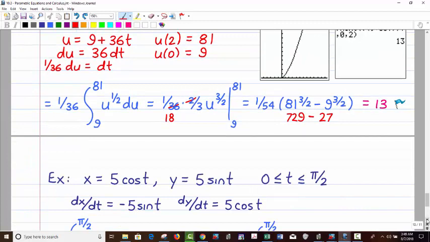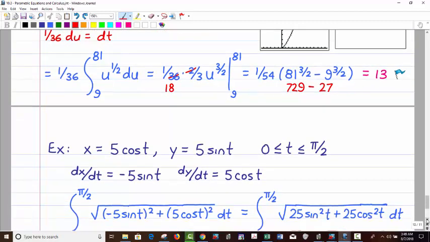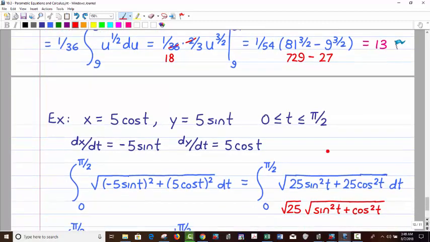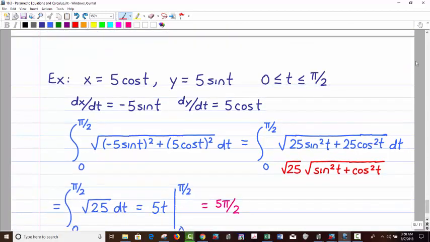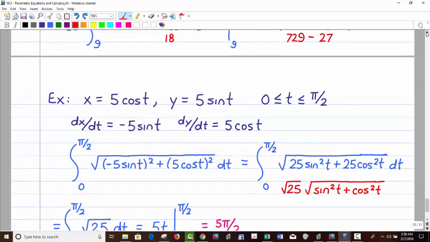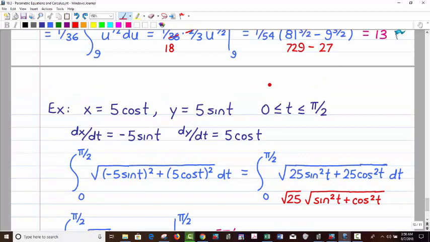All right. One more example. So we've got a circle here. x equals 5 cosine of t, y equals 5 sine of t. I just realized now, knowing this is a circle, you don't have to even do the calculus on it. But let me go ahead and finish it anyway.